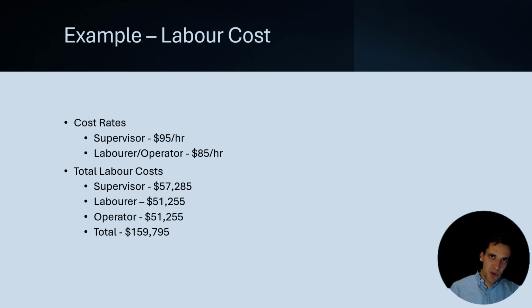Then, using the built-up cost rates, we apply the number of man hours to the rate we've calculated using that calculator I showed you before. So if we say the supervisor's built-up cost rate is $95 an hour and the labour is $85 an hour, we can multiply total man hours by the hourly rate to get the labour costs. And it's really as simple as that.